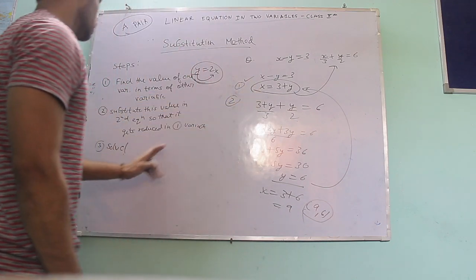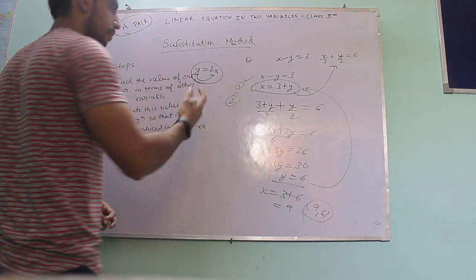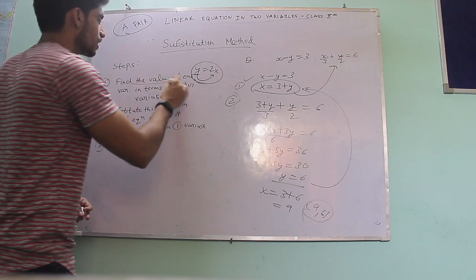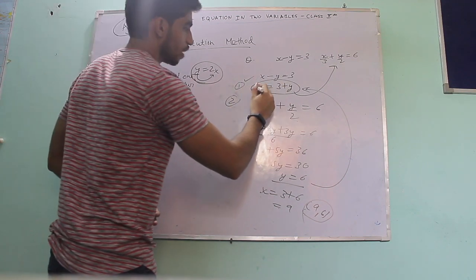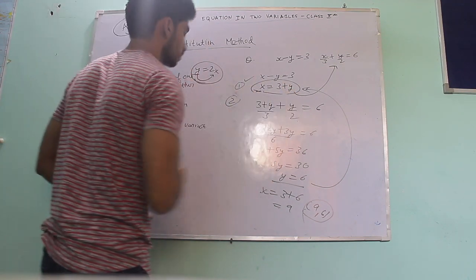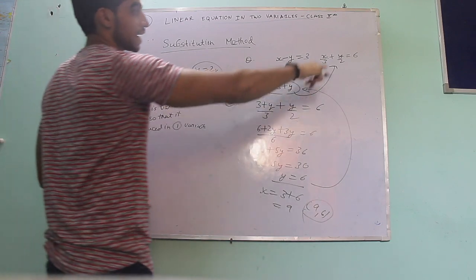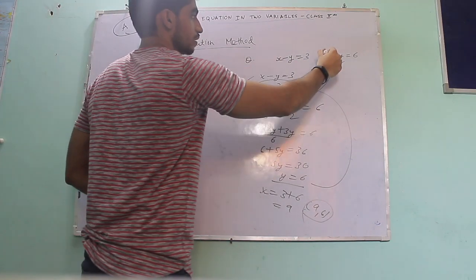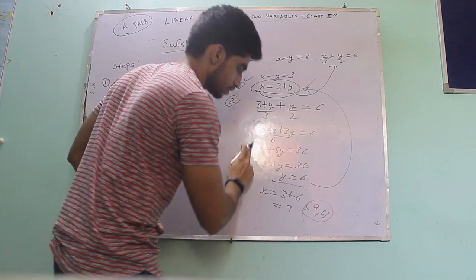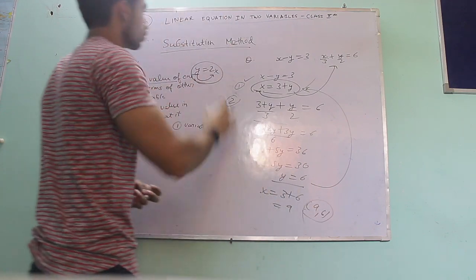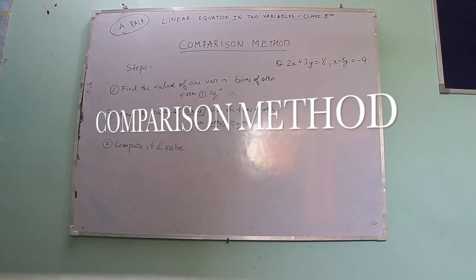So we followed these steps only. What we did, I am repeating it again. We have to find the value of one variable in terms of the other. Then substitute this value in the second equation. We substituted it in here. Then we solved it and we got the answer. So this was our substitution method.